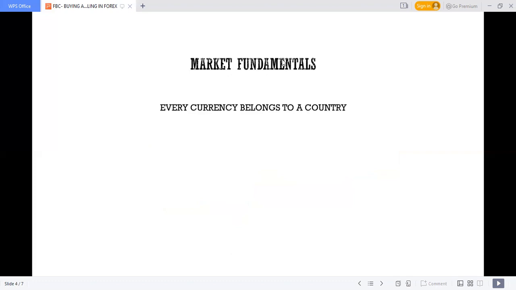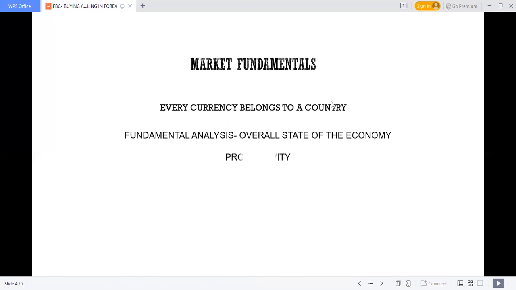Now, there are things that move demand and supply in every country. For a country's currency, what is going to make demand for a particular currency increase? Every currency belongs to a country, right? It is not that we're talking about a currency owned by Olugbemi or owned by you watching at this time, all right? We're talking about every country's currency. So for you to have an idea of what will move the currency of that country, it is important to have an idea of the fundamentals, the overall state of the country's economy. And that would help us understand what is happening.